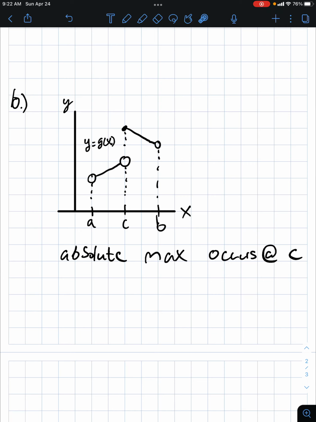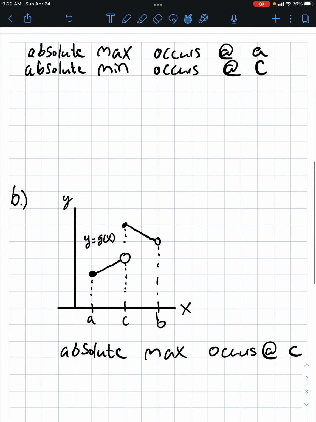So this just shows that it's possible that a function may violate the conditions of the extreme value theorem and still have an absolute min or max, or both. We could change the figure in part B to look like this, and now we have an absolute min at point A and a max at point C. So it is possible. So just keep that in mind.